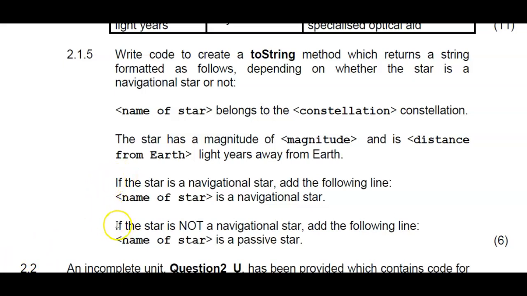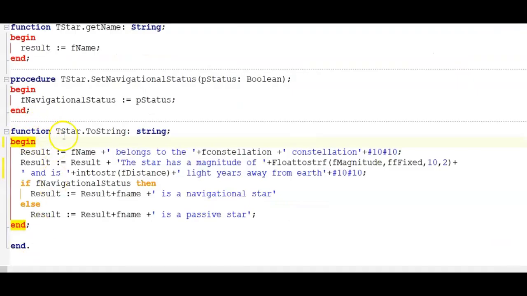For the last 2 lines here, you're only going to see one or the other, depending on the navigational star status, which is one of your attributes, and it is Boolean. So you will need an if statement in here. So my toStrings are always public, and they're functions, and they always have a string data type. And I'm going to start off my result with the first line, using the name and then the hard code in between the constellation, and then the #10 to create an enter, and then a #10 to create that empty line. You can also put a plus in between, and you can also use #13.